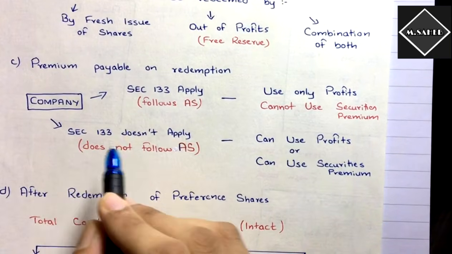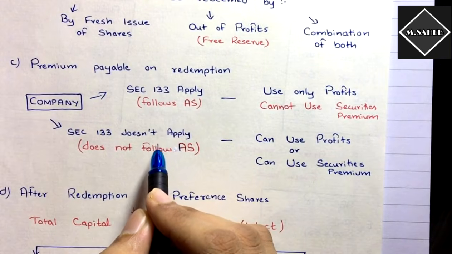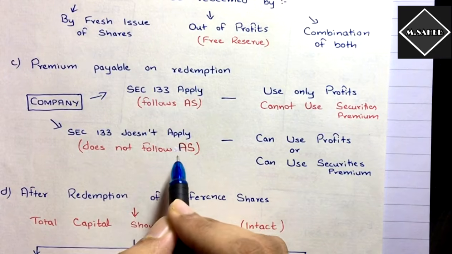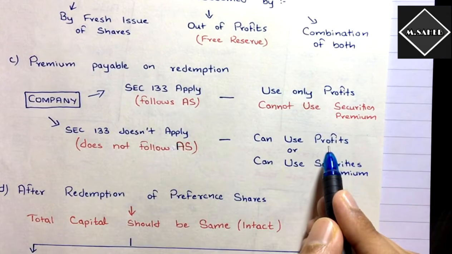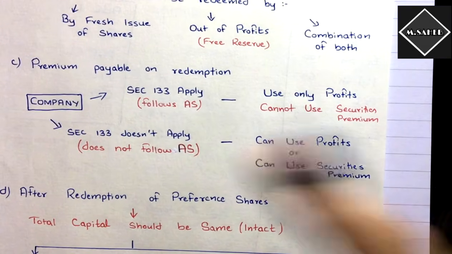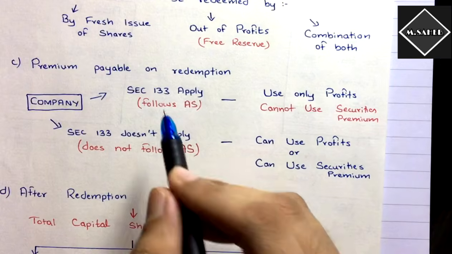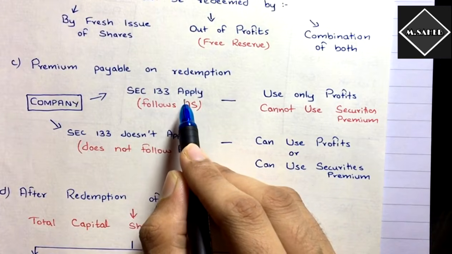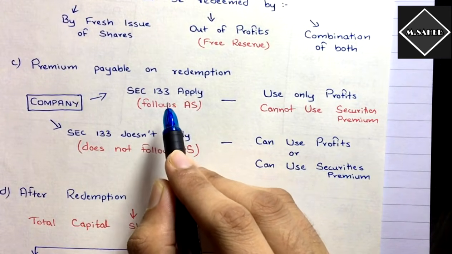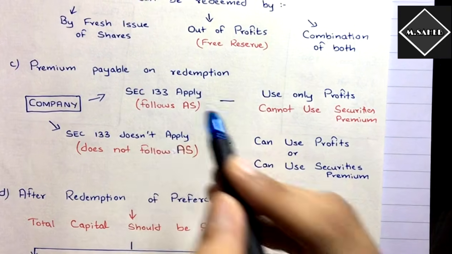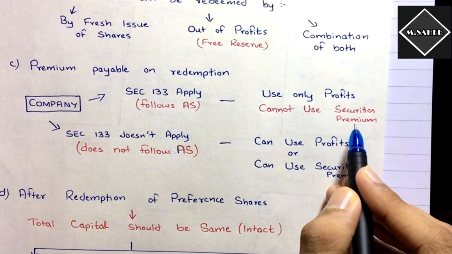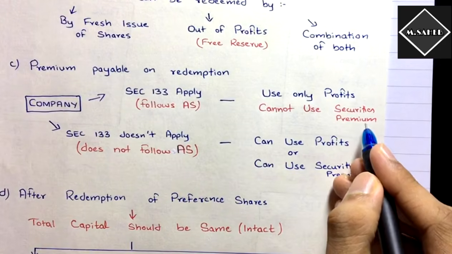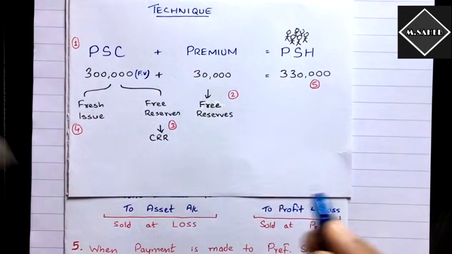And there's one more thing here: section 133 doesn't apply on which companies? The companies which don't have the objective of earning profit, such as NGOs, social companies. They don't have to follow accounting standards, so they can use free reserves as well as securities premium reserves. But in coming videos, we are going to go with the first category. We are going to consider that section 133 applies on all the companies, and that is the real thing. So we have to follow the accounting standards and we cannot use securities premium, this reserve, to bring the money for this extra payment.